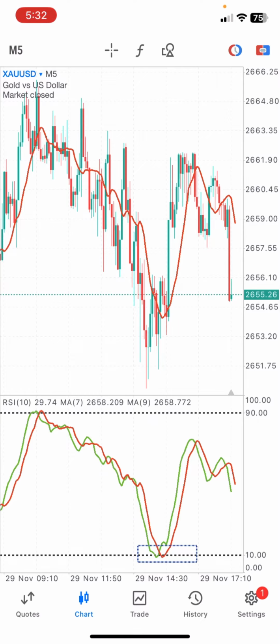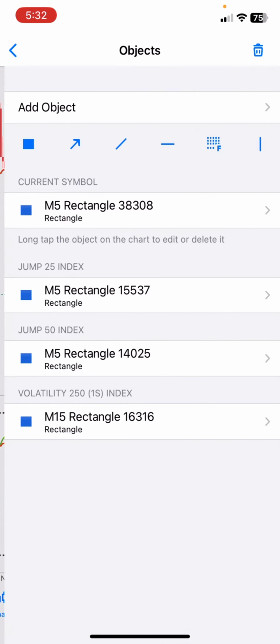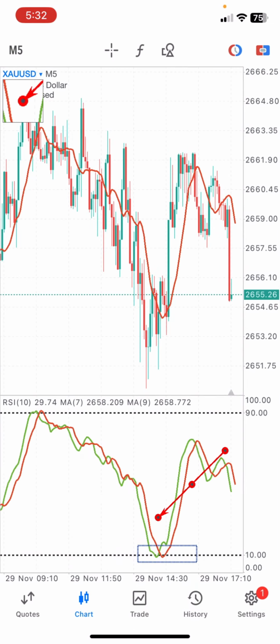When these two moving average lines touch the 10 level of the RSI, the next thing we are expecting is to see the crossover. We want to make sure that we see the green moving average, which is the first moving average, cross above the red moving average. This cross must happen around the 10 level of the RSI.